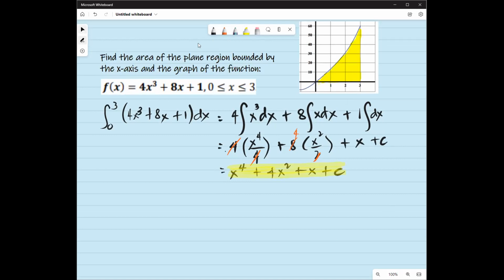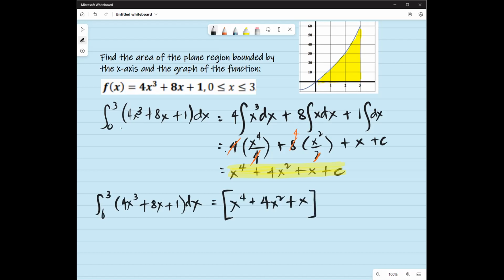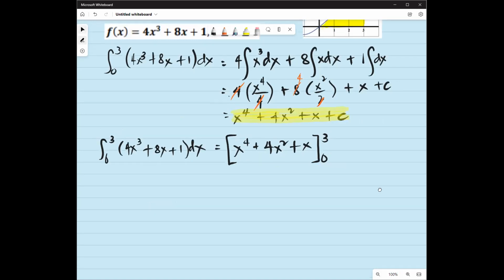So we will have here the definite integral of 4x cubed plus 8x plus 1 dx, which is equal to, let's enclose all this in a bracket, x raised to 4 plus 4x squared plus x. It will end with x, not anymore with the c. Close bracket, put the boundaries from 0 to 3, and then let's substitute it now.